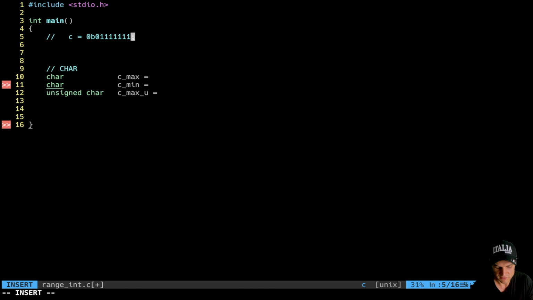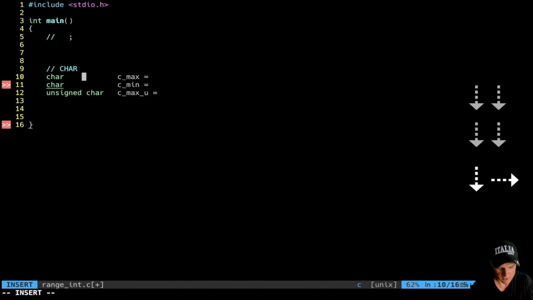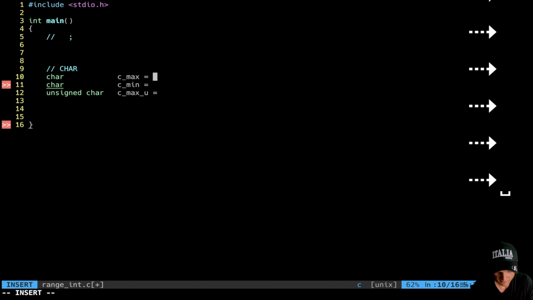I can, if I want, hard code this directly inside my CMAX and CMIN, but let's try something more elegant. So what can I do? First of all, I don't want to write all these zeros and ones. So I do something like that. I use 0, a 0 literal.